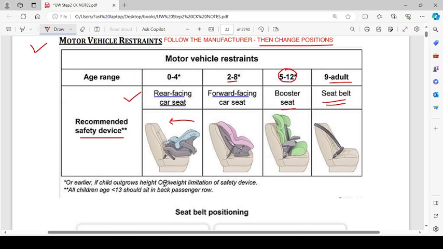Or earlier, if the child outgrows the weight or height limitation on the safety device. All children less than 13 should sit in the back passenger row. Children who are less than 13 should not be allowed to sit in the front row. They should sit in the back passenger row.